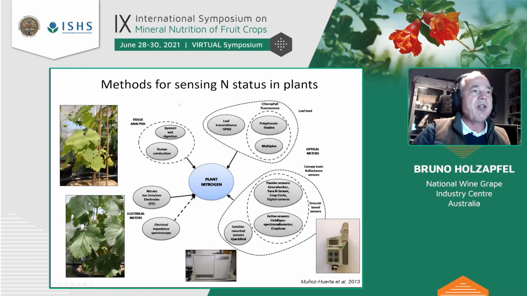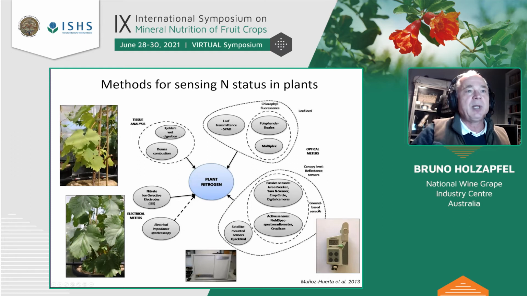But there are a number of indirect measurements. We have methods to do it with tissue analysis, using a nitrogen analyzer, for instance. But there are a number of indirect measurements, optical meters, which we can use to assess nitrogen levels. And here's one of what we call a chlorophyll meter. That's one of those things to give a good indication of nitrogen levels in the plant.